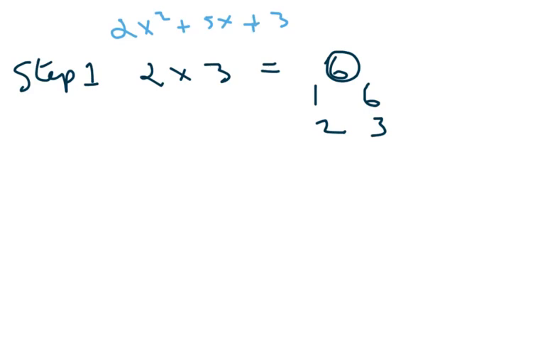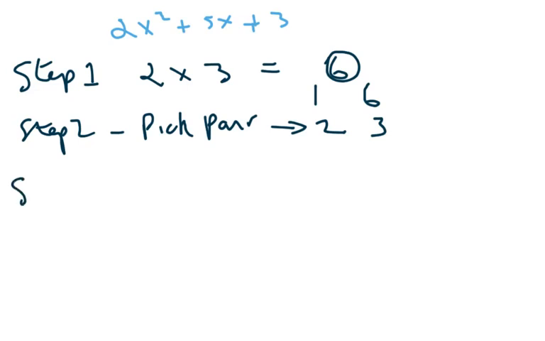So we then say which ones of these add up to give us 5. Which of these pairs of factors, 1 and 6 or 2 and 3, add up to 5? And it's 2 and 3. So step 2, we pick our pair. The pair we pick is 2 and 3, plus 2 and plus 3.